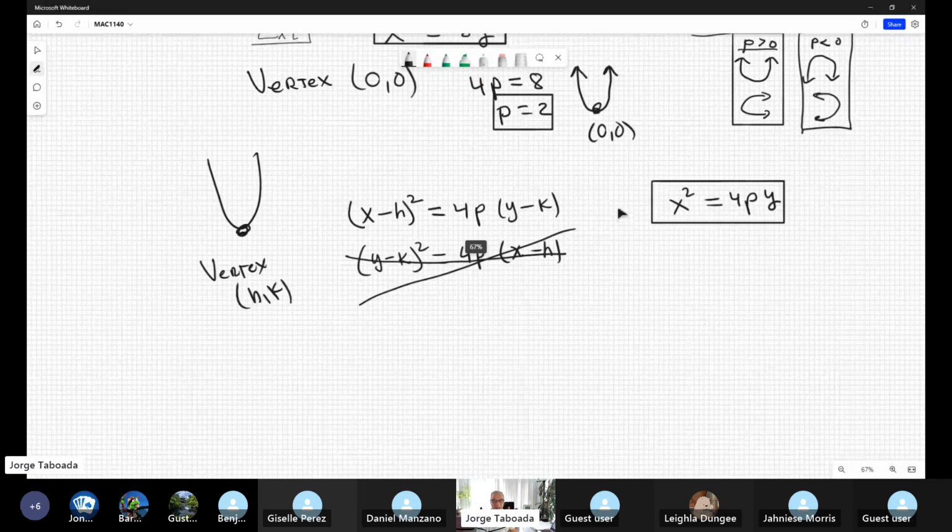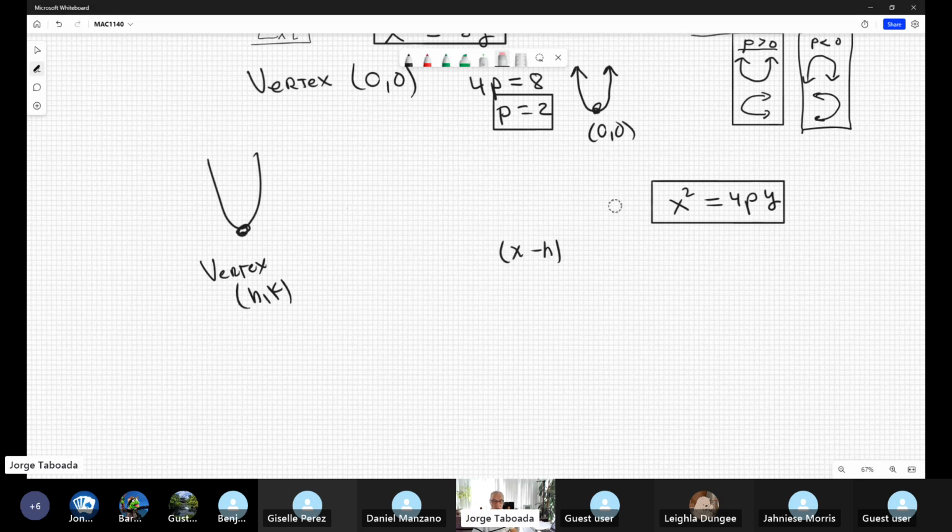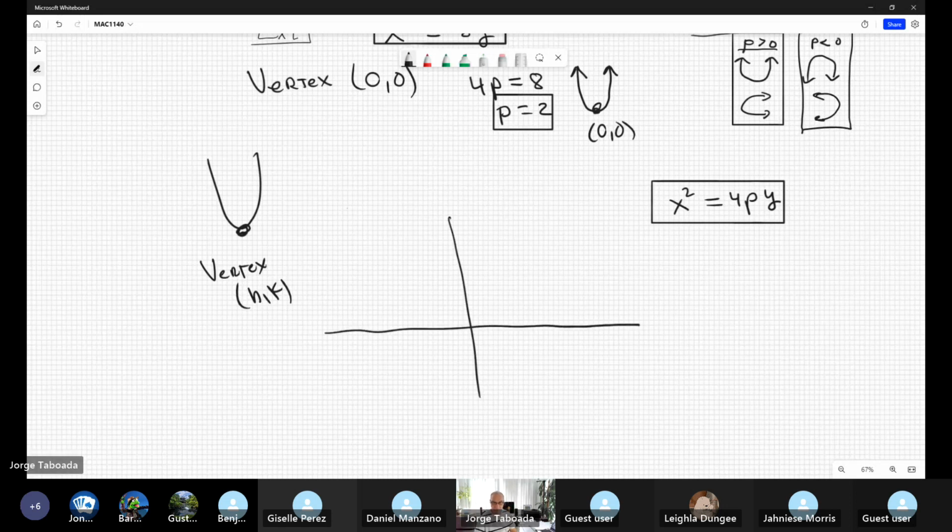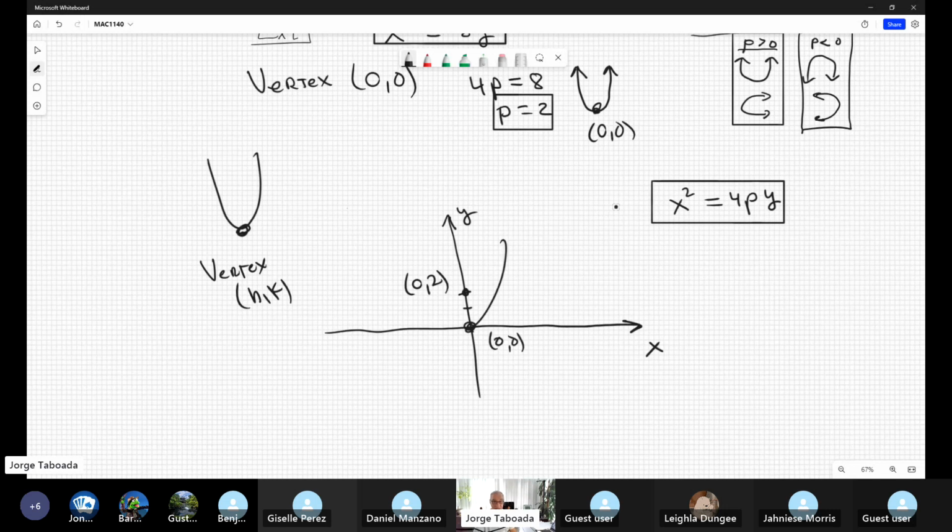Now, one more thing I need to know. If you have in your hand p, this is x, this is y, this is the vertex 0, 0, p is 2, this is the focus. Look, at 1, 2, here is the focus, 0, 2. Aha, I am ready to write the parabola.